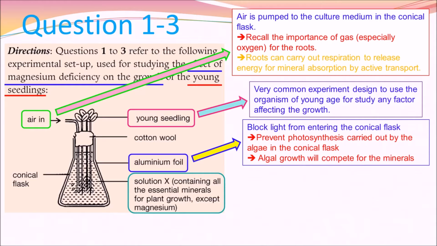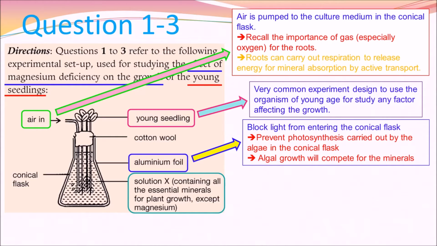The third one is the aluminum foil covering the whole conical flask. The concept is that we use the aluminum foil to block light from entering the conical flask. But you may ask, Mr. Leung, the root cannot perform photosynthesis, right? So why do we need to cover the conical flask? It seems pointless. But what we are doing by covering the conical flask with the aluminum foil is to prevent photosynthesis by the algae in the conical flask.